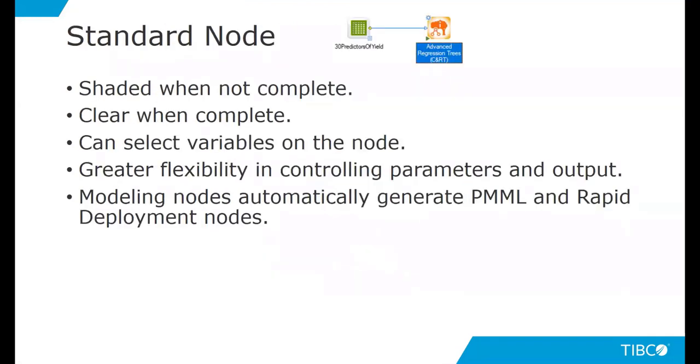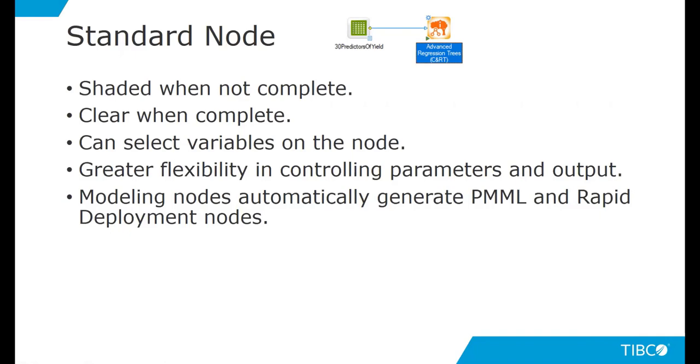First, the standard node. This node, whenever you place it in a workspace, is shaded when it has not been completed or it has not been run. And you can actually see a shaded node on your screen right now. Whenever you run this node, that shaded portion goes away. It becomes white or clear. That lets you know that the node has been completed or run.